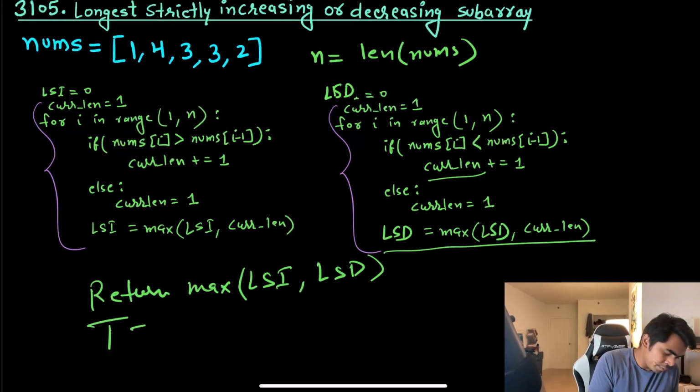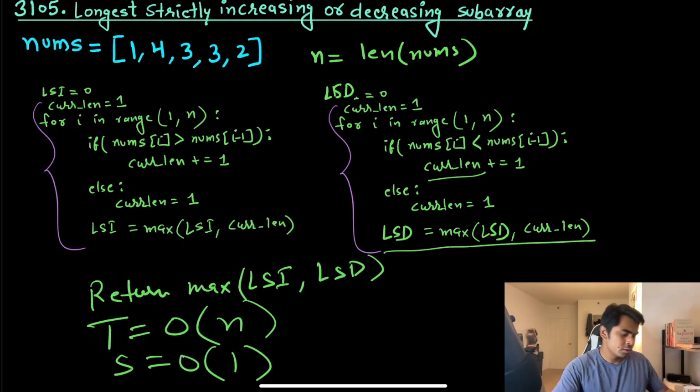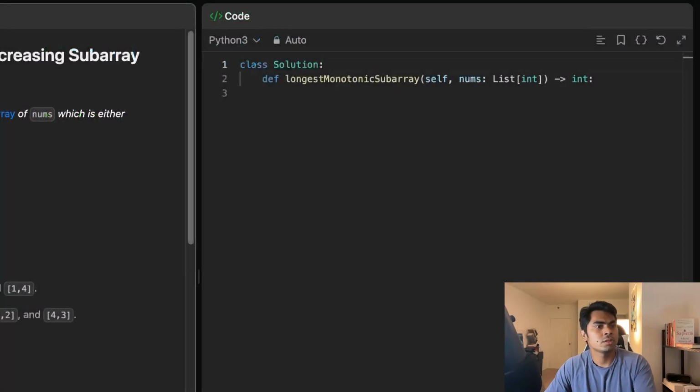And here the time complexity is going to be big O of n or n plus n, and space complexity is going to be constant. You're not using any space. So let's write down the solution now. It's an easy peasy solution. I'm gonna switch to the view.